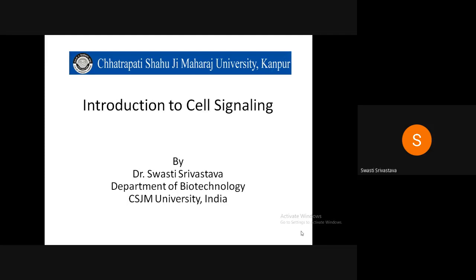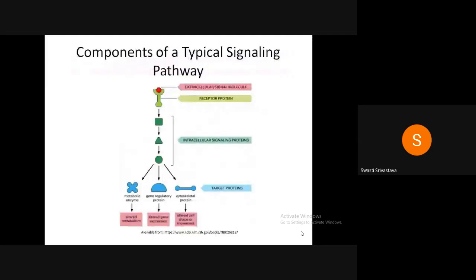Now, what are the components of a typical signaling pathway? When a cell tries to send out a message, it sends it in the form of an extracellular signal molecule. This molecule is secreted by the cell and given out in the extracellular matrix or onto the plasma membrane of another cell. So it is an extracellular signal. The signal molecule is not generated from within the cell. That is why it is known as extracellular.